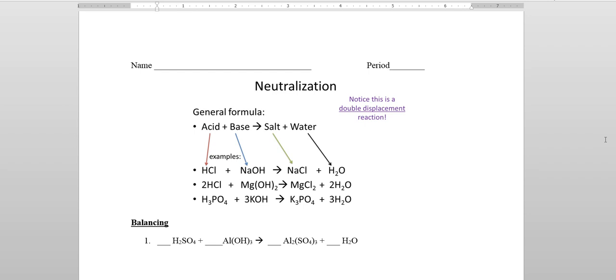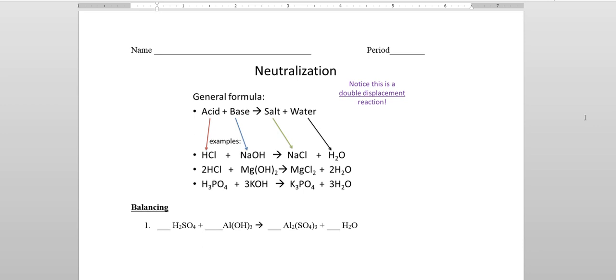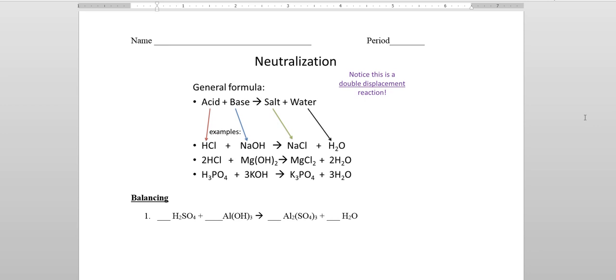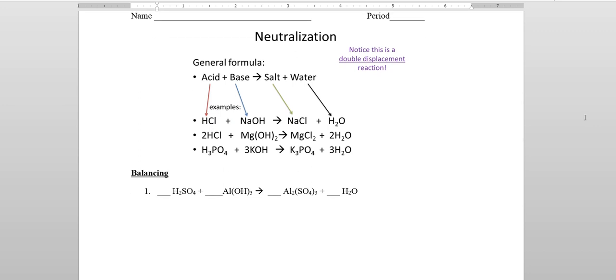Hello, in this video we're going to talk about neutralization and titrations. So up here at the top we've got a summary of what a neutralization reaction is. It's an acid-base reaction. It's something we call a double displacement reaction, and it follows this general format here where you've got two compounds coming together. We'll call them AB and XY.